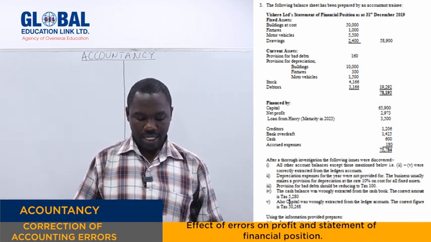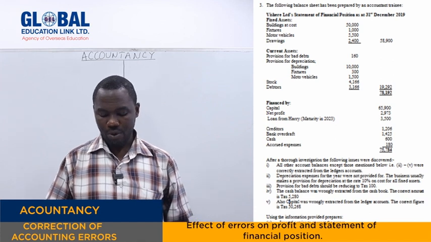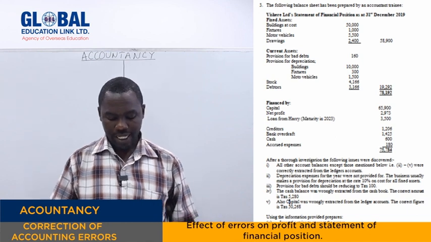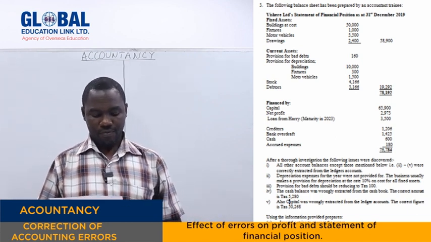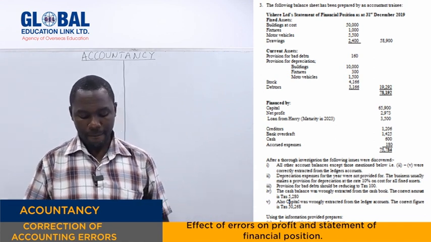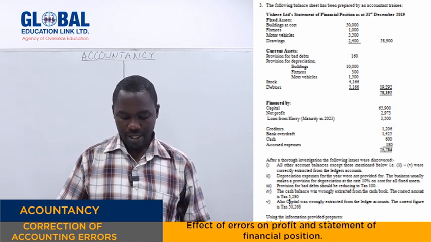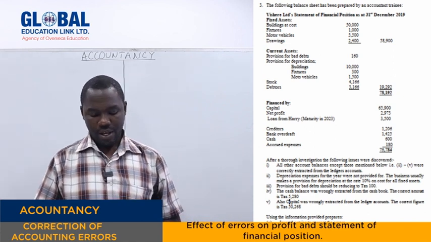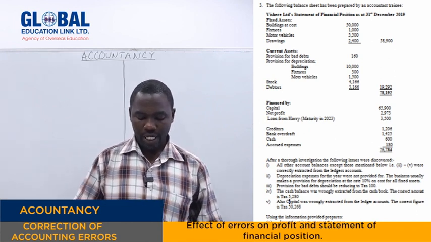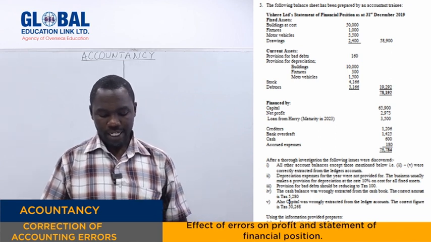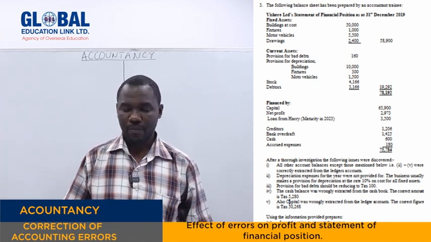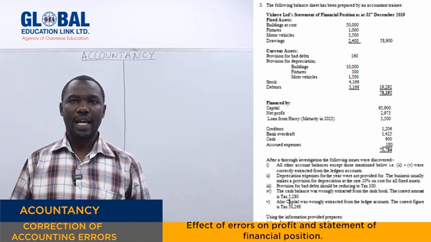Four: the cash balance was wrongly extracted from the cash book. The correct amount is TZS 5,280. Five: also the capital was wrongly extracted from the ledger accounts, the correct figure being TZS 50,268. Using the information provided, prepare: Part A, journal entries to correct the errors; statement of corrected net profit; and corrected statement of financial position. This is our question today.